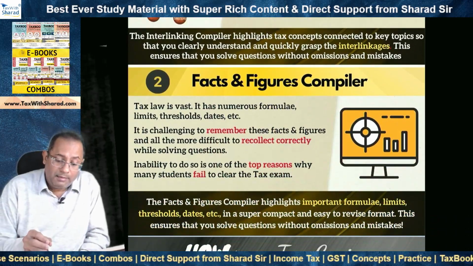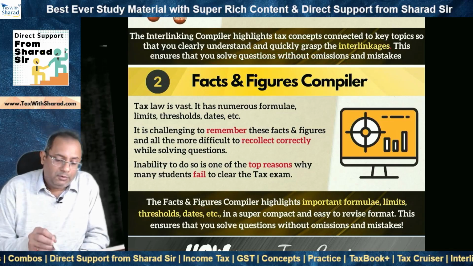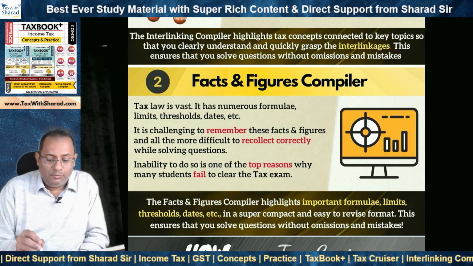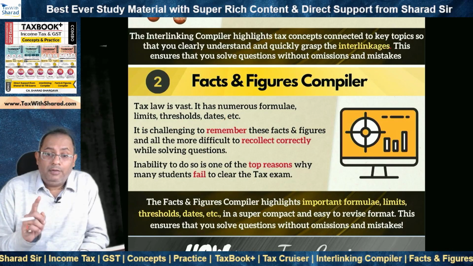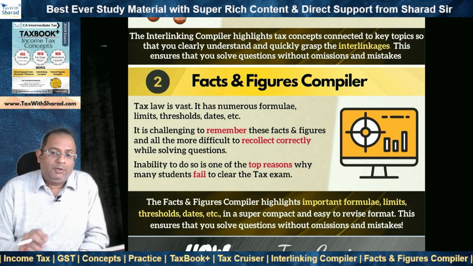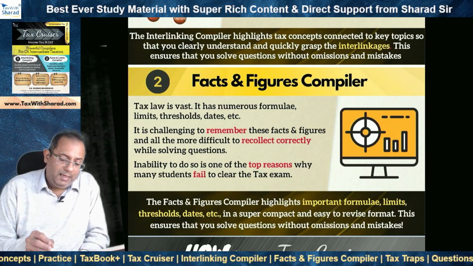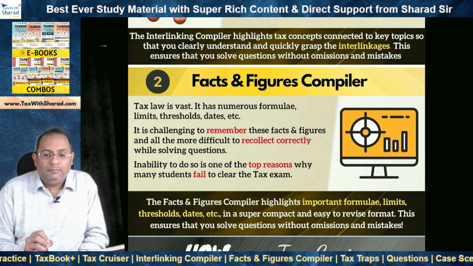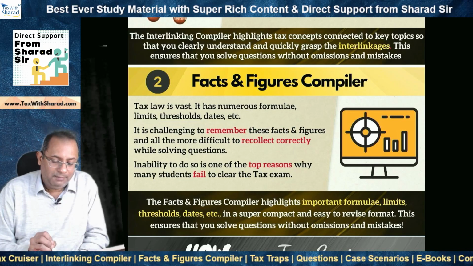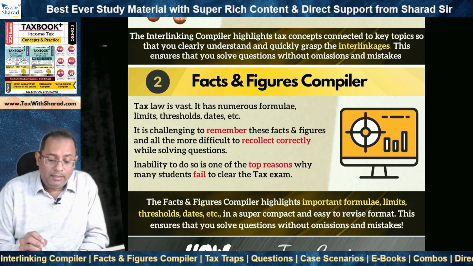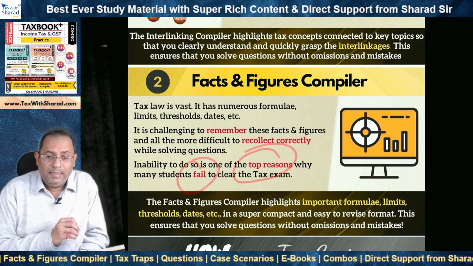Okay. The second compiler is the facts and figures compiler. What is this? As we know, tax law is vast. It has numerous formulae, limits, thresholds, dates, etc. And we need to remember these because we don't know what may be asked in the exam. So it is challenging to remember these facts and figures, and all the more difficult to recollect them correctly while solving questions in the exam. And students are not able to do it. So this is also one of the top reasons why many students fail to clear the tax exams.